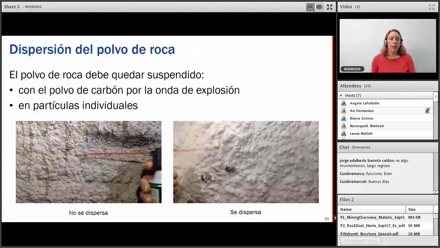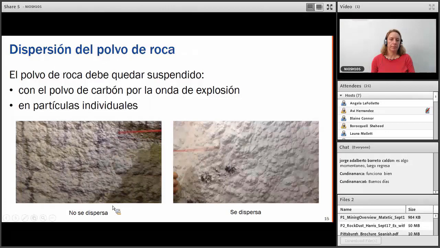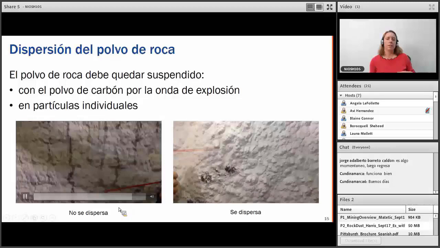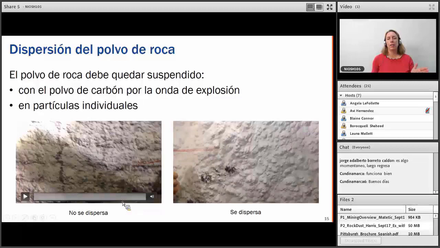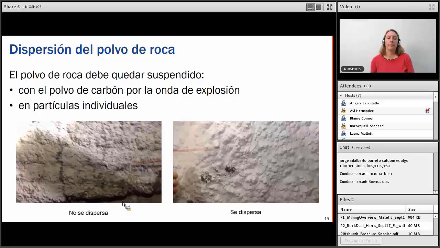I have a demonstration here using a can of air. In this first example, you can see that as the researcher was spraying the air, no dust was being dispersed. This dust has absorbed moisture, either from humidity or dampness already on the ribs.